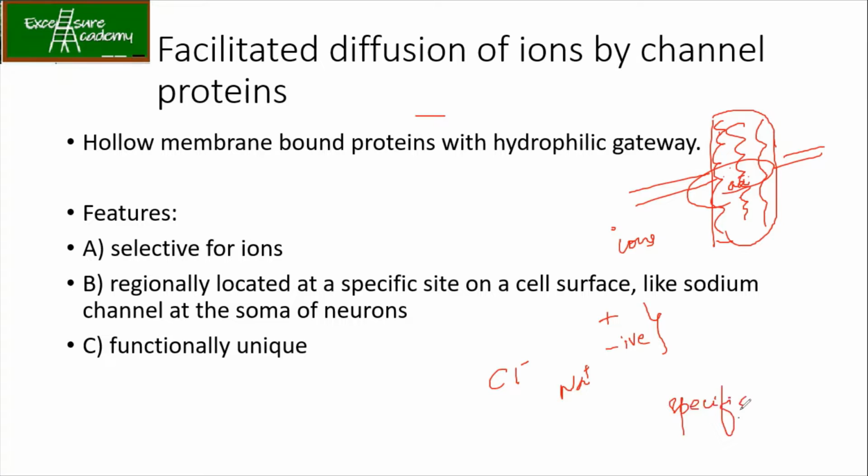Now, what are the features of these ion channels? They are selective for the ions, regionally located at specific sites on a cell surface, like the sodium channel at the soma of neurons, functionally unique. Of course, right? Because they have to be unique. Only the Na plus channel will handle Na plus, and only the Cl minus channel will handle Cl minus. Otherwise, there won't be any proper regulation of opening and closing of these ion channels.